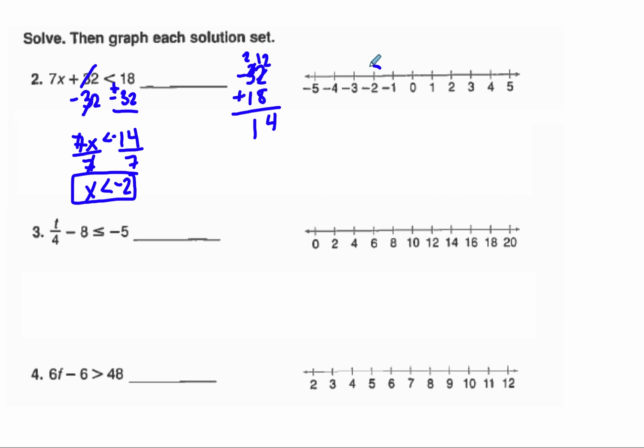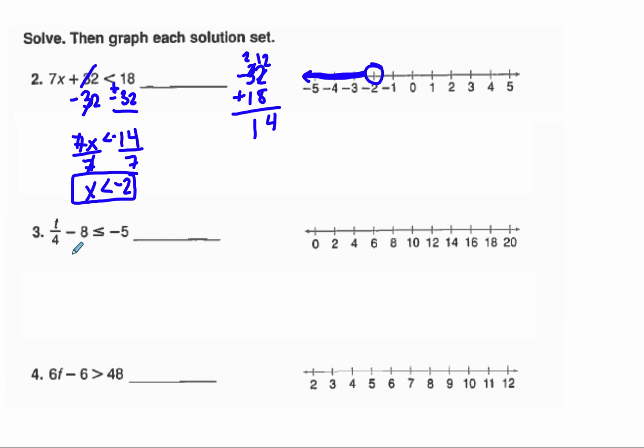Open circle on the negative 2 because it can't equal negative 2. And then I'm shading to the left because these are numbers that are less than negative 2. They're farther away from 0 than negative 2. If you're comparing two negatives, the one that's farther away from 0 is the lower value. If I put in negative 3 for my solution, that would work. Negative 3 is less than negative 2.